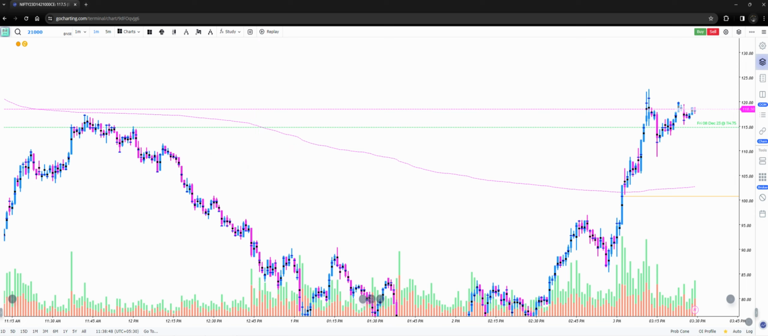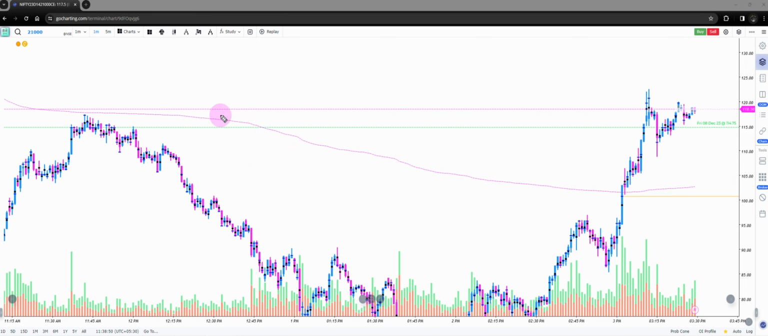Now, getting inside the two concepts that we spoke about, the first one is delta divergence. By delta divergence, what we mean is, for example, if you have a bar that closes, we all are aware of delta. If you're not, you can check out my previous videos where I have covered what delta is. Delta is, in essence, the difference between the market buy orders and the market sell orders.